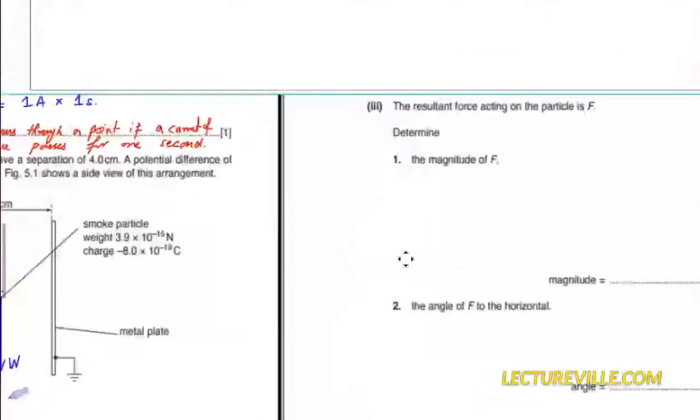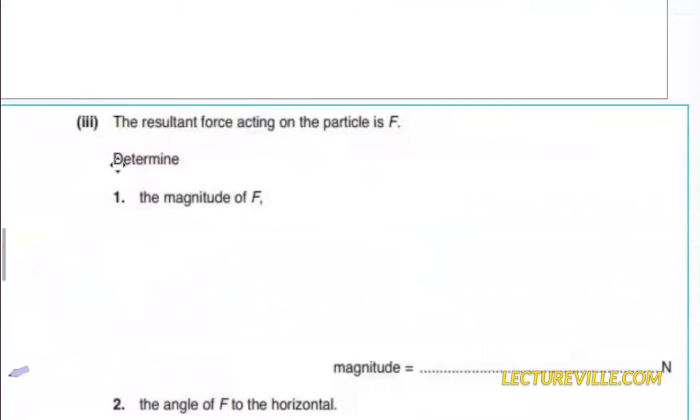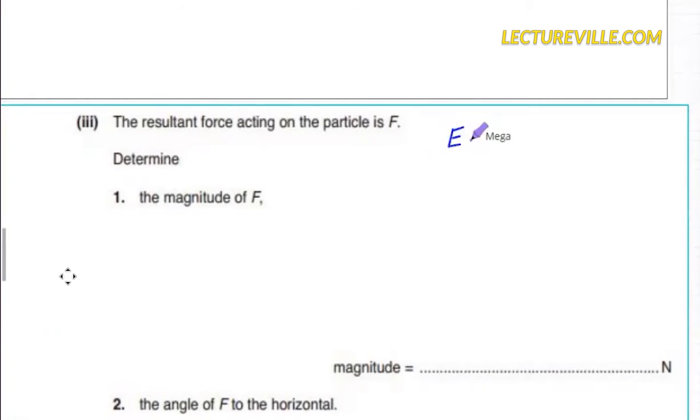Now, resultant force acting on the particle is F. Determine the magnitude of F. Electric force, as we have calculated in the previous part, is 4.0 into 10 to the power minus 15 Newton.